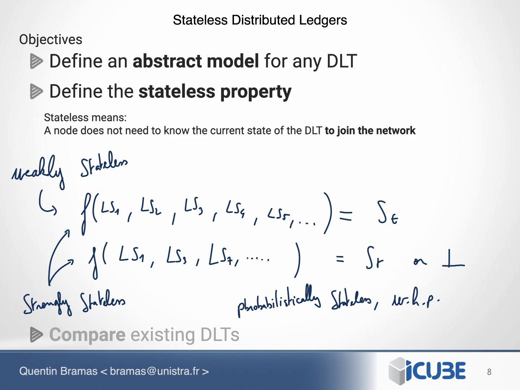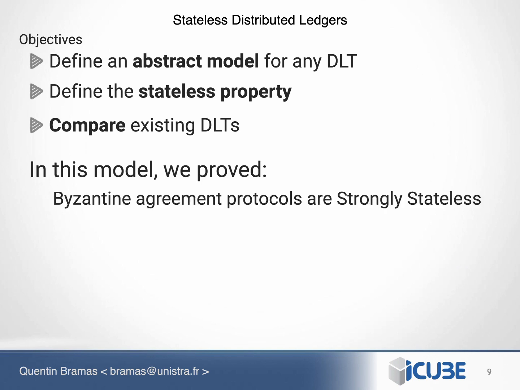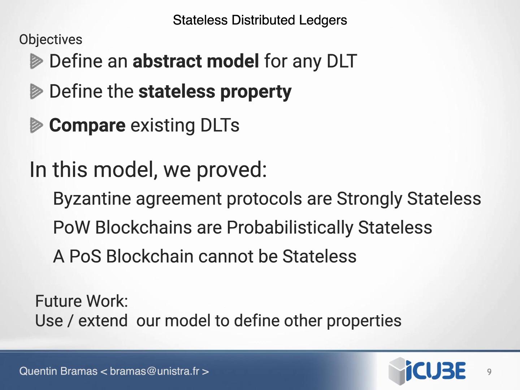With those definitions, we prove that Byzantine agreement protocols are strongly stateless, assuming that there is a fixed known set of nodes that participate in the agreement, and half of them are correct. In a proof-of-work blockchain, such as Bitcoin, we prove that they are probabilistically stateless. And finally, we prove that proof-of-stake blockchains are not even weakly stateless.